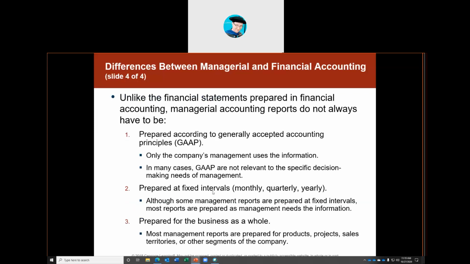So again, the difference between the two is that managerial accounting does not have to comply with GAAP because it is not made publicly available. Remember, GAAP, which is generally accepted accounting principles, only focuses on financial statements that are prepared for the general public use.